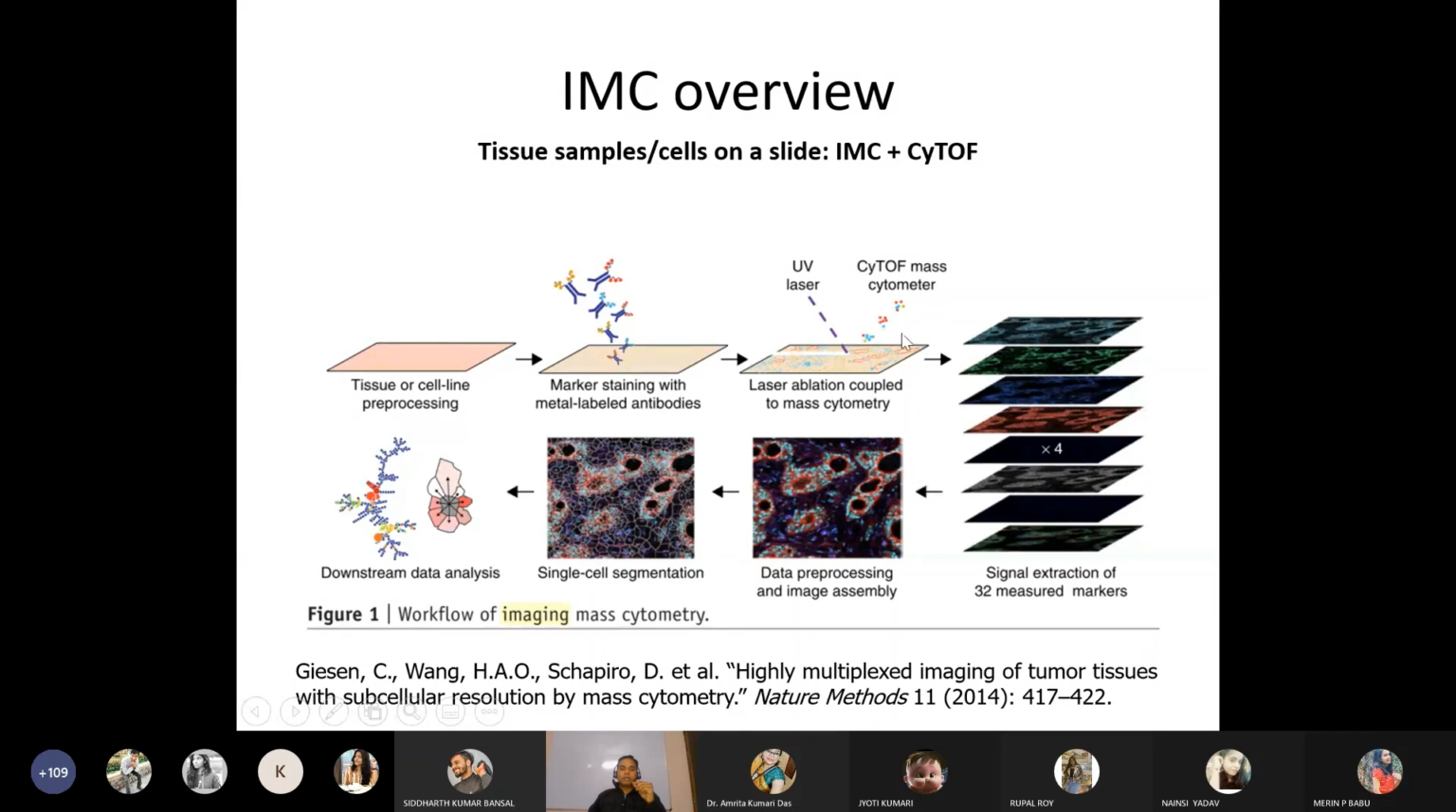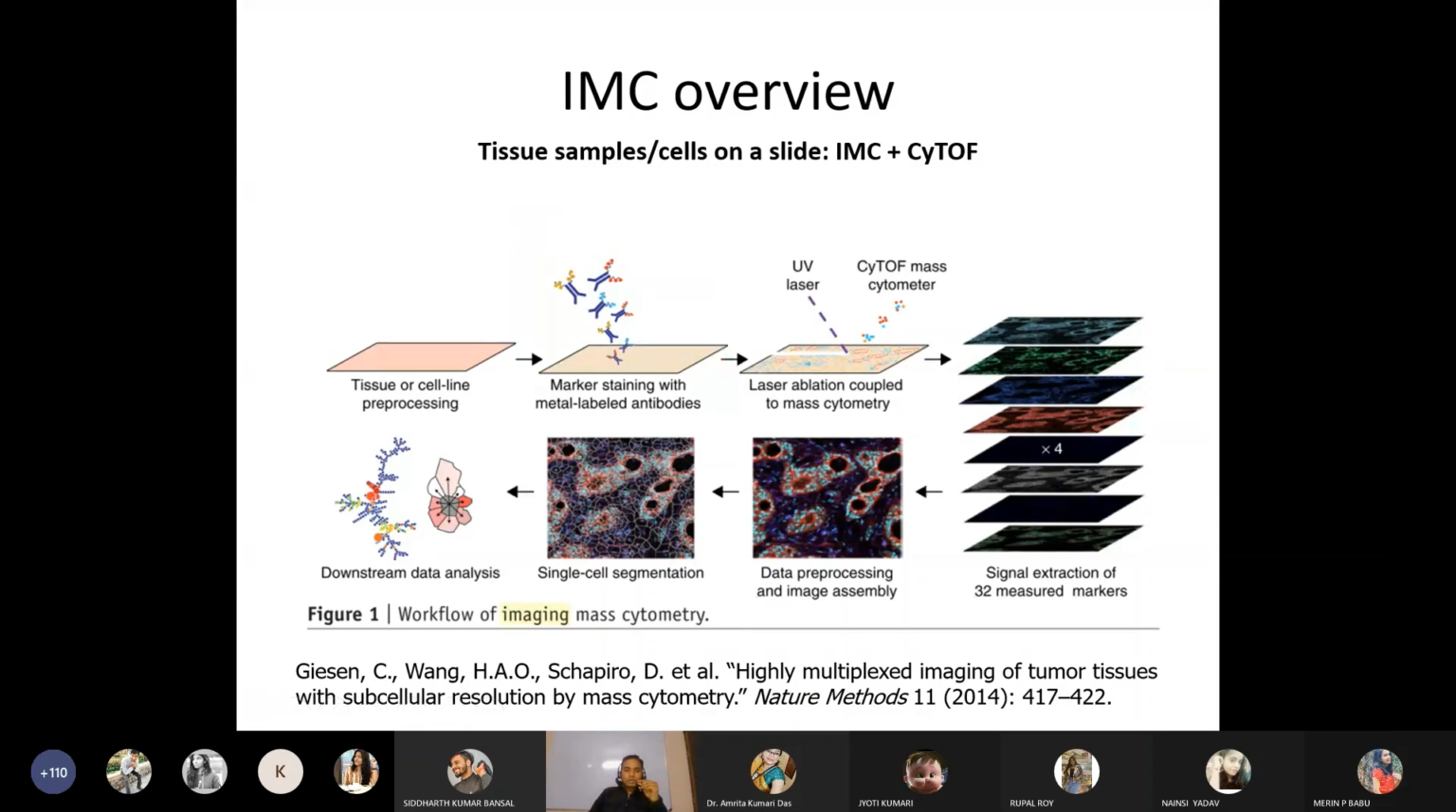So you can imagine how interesting this technique is. You are burning out the cells, still you are getting the image. Image out of the ashes. So, single cell segmentation and downstream data analysis.